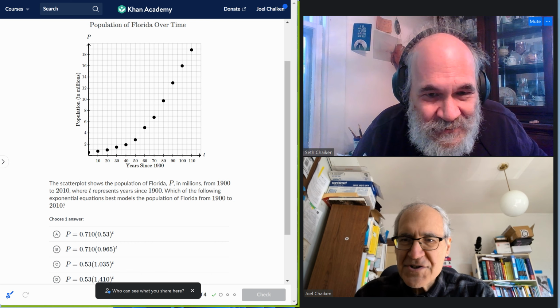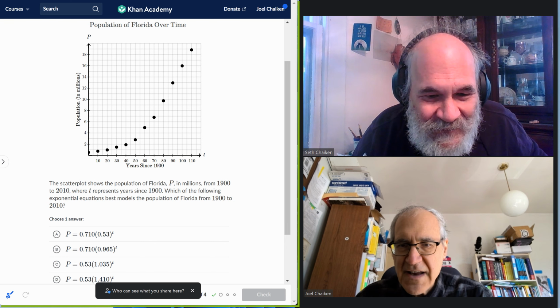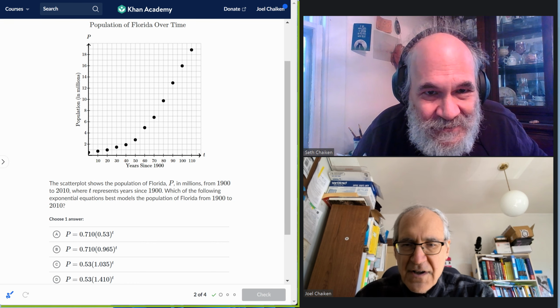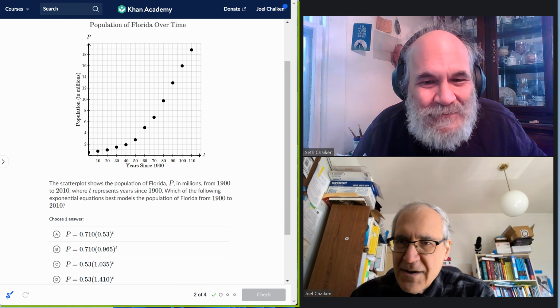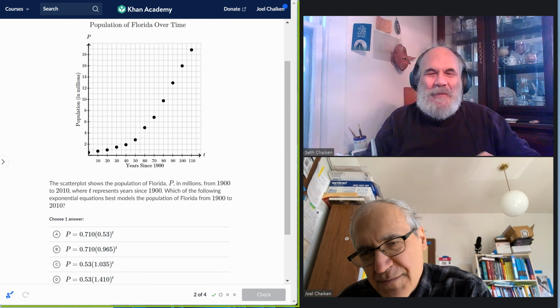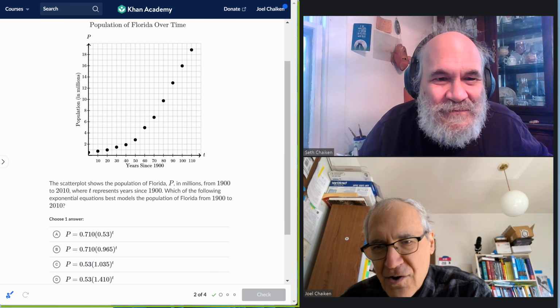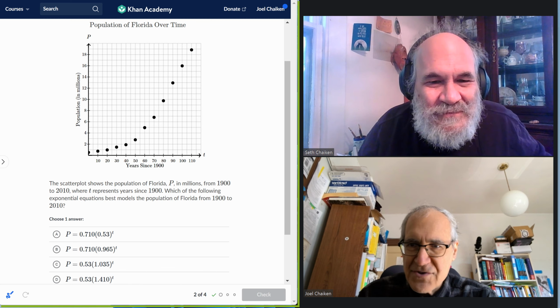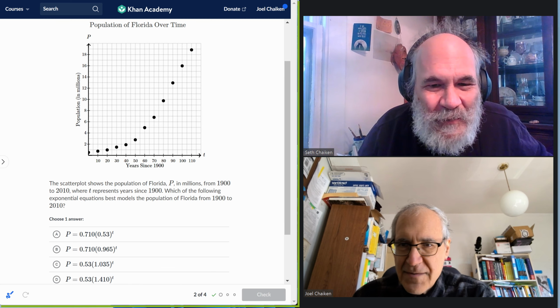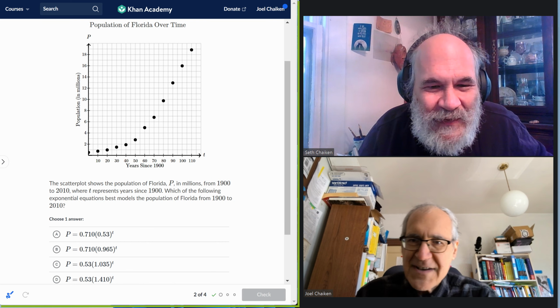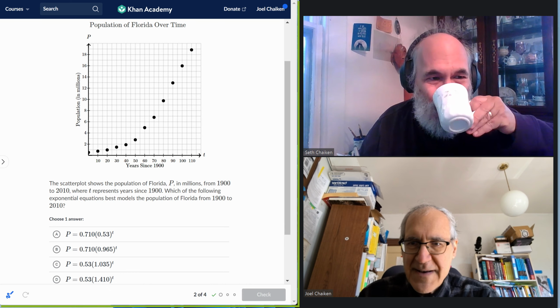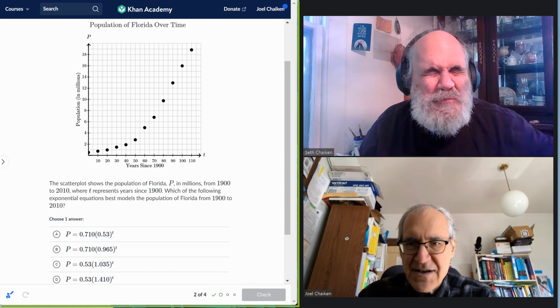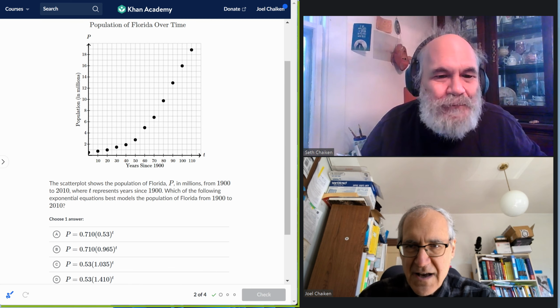So here's the question. Please try to do it, pause it, and then come back and we will show you hopefully how to do it or offer ways to do it. Okay, here we have a graph: population in millions of Florida over time, years since 1900. The scatter plot shows the population of Florida P in millions from 1900 to 2010, where T represents the number of years since 1900. Which of the following exponential equations best models the population of Florida from 1900 to 2010?